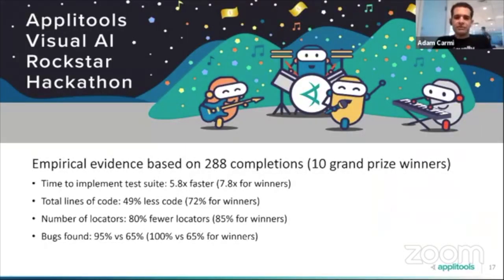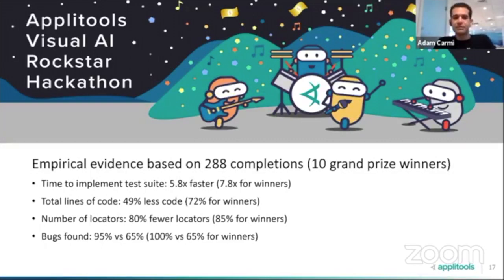I'd like to support my claims with some data from the Applitools Visual AI Rockstar Hackathon that we held earlier in the year, where we basically asked a large group of test automation professionals to write a set of UI tests for a buggy web application using the traditional approach and using visual AI. Now, here are some of the results that we found.